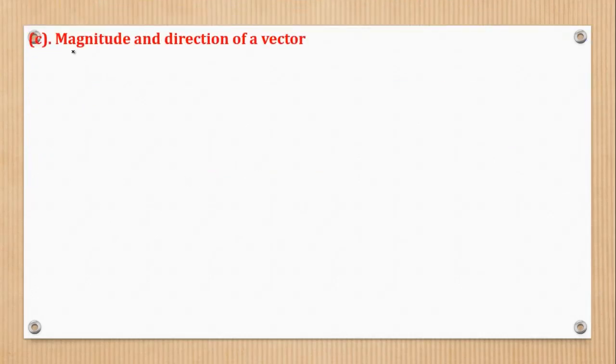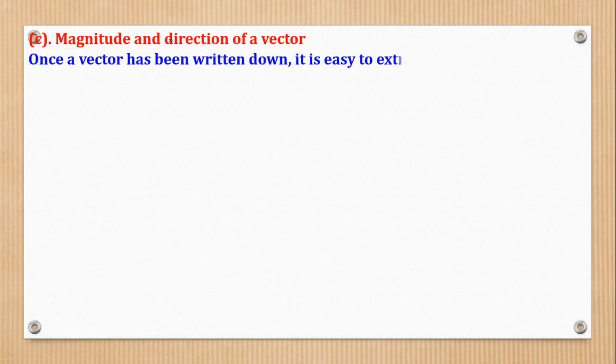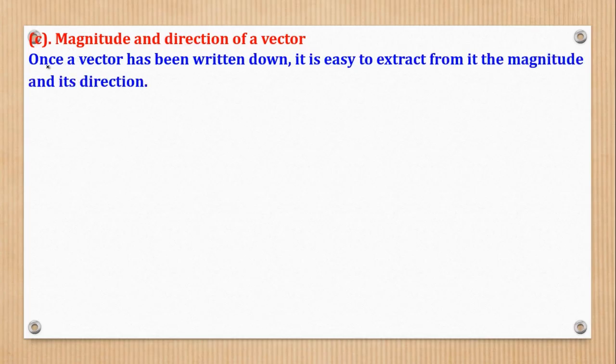So that was sign convention. Then another part, we need to know what we call magnitude and direction of a vector. So still you have some idea, but we shall just build on what you know. Once a vector has been written down, it is easier to extract from it the magnitude and direction.